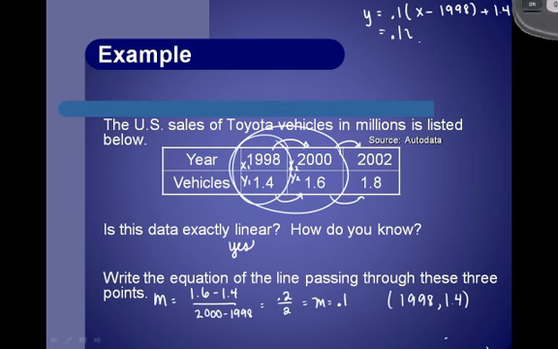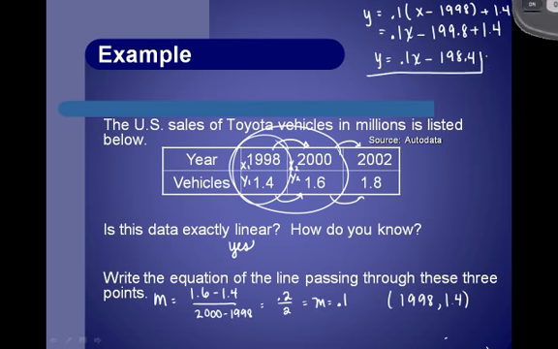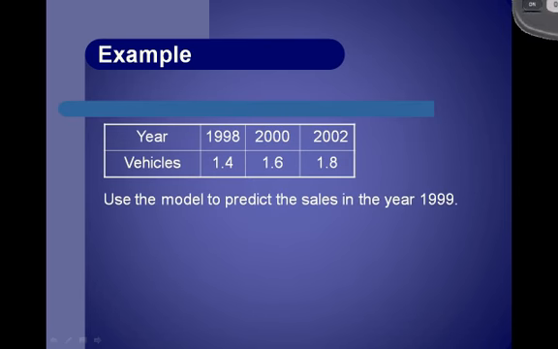So we would get 0.1x minus 199.8 plus 1.4. So y equals 0.1x minus 198.4. So that is the equation of a line that passes through all three of those points. Now, I'm going to rewrite that on the next slide to finish answering the questions. We get y equals 0.1x minus 198.4. Now we're going to use the model to predict the sales in the year 1999.